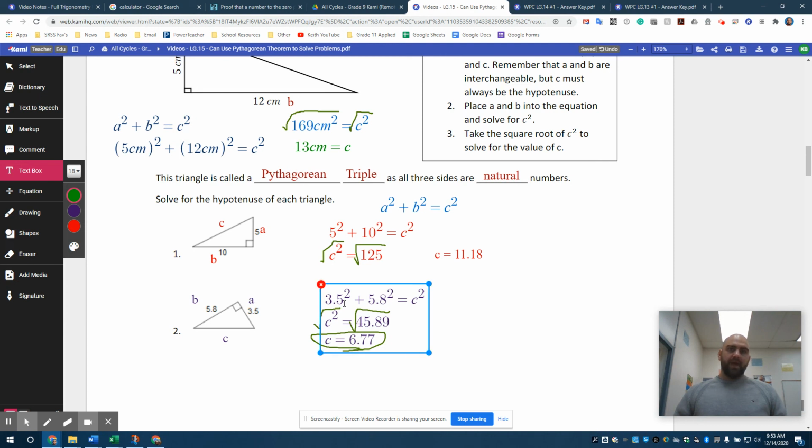All right, so that is looking through Pythagorean triples as well as how to find our hypotenuse. In the next video, we'll take a look at how we find one of the legs.